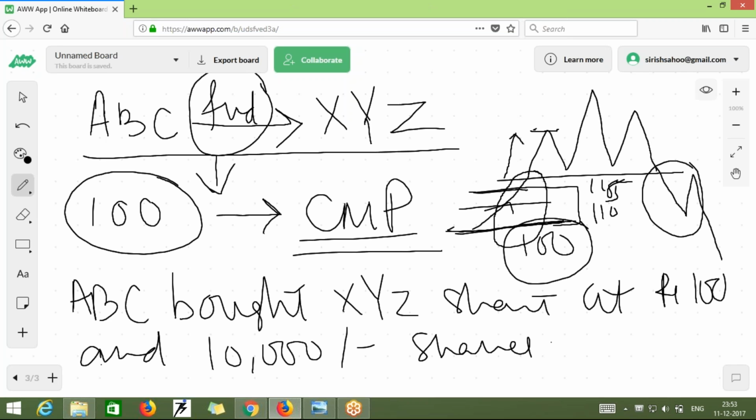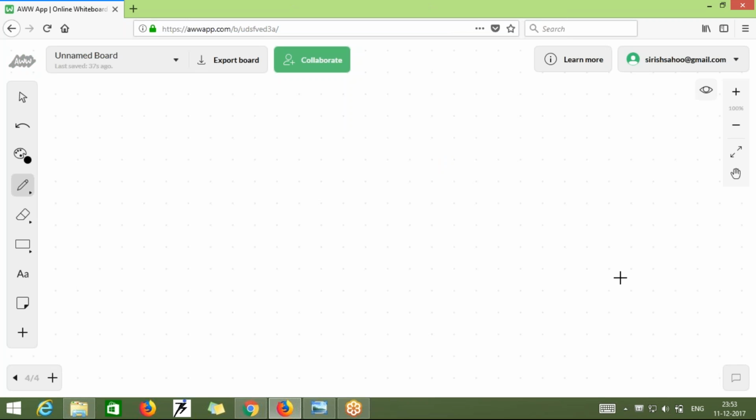So as the stock rises, suppose now one more example. Let's move to the next page. I just want to say how exactly it's going to happen. So here I have already said, let me draw it once again.